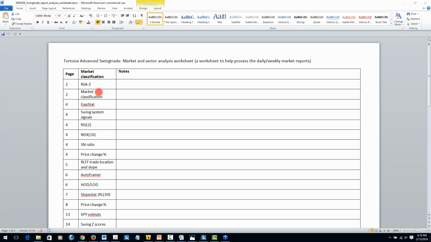So the way I would use this form, you may find this easier, is to start on page 2 of the daily, listen to my discussion of the risk Z and the market classification, and if I say anything about it, go ahead and note that in here. If you're working at the level 1, and we talked about that last week, level 1 analysis, where you're listening for the things that I say and documenting those, and then in that 4-column worksheet talking about the results, and then shift into pages 3 and 4, where I talk about the gap statistics and the swing system signals and comments about the RSI2 and 10-day NDX and whatnot.